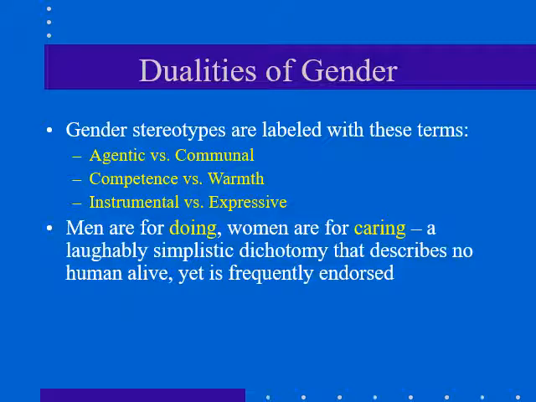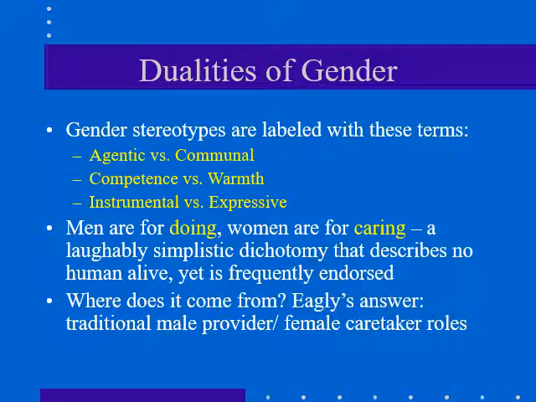However you label it, they all boil down to a similar dimension, which is men are for doing and women are for caring, or women are for feeling, if you prefer. It's a really laughably simplistic dichotomy or binary that describes no person alive, but it's frequently endorsed. So where does it come from?